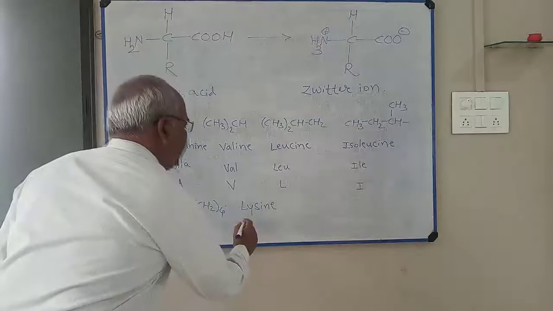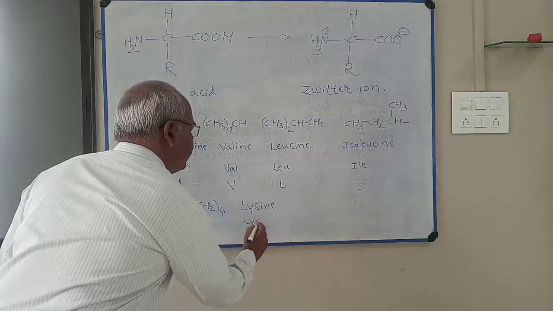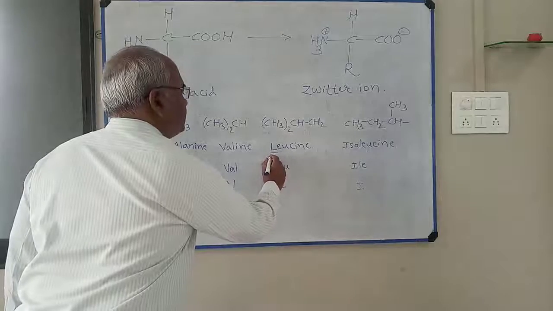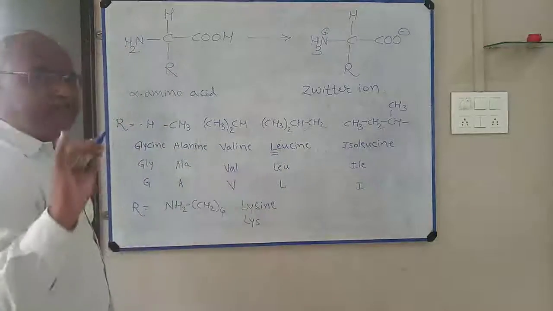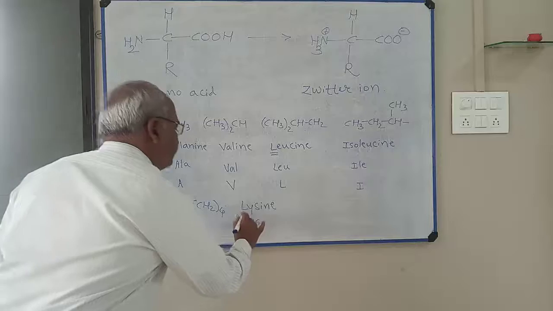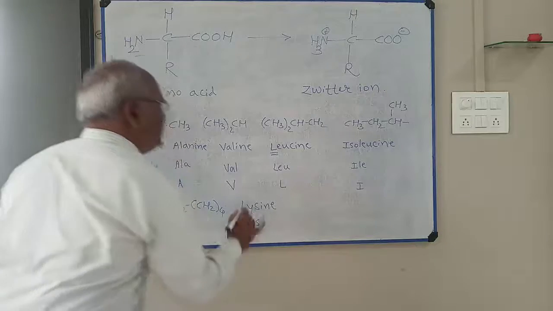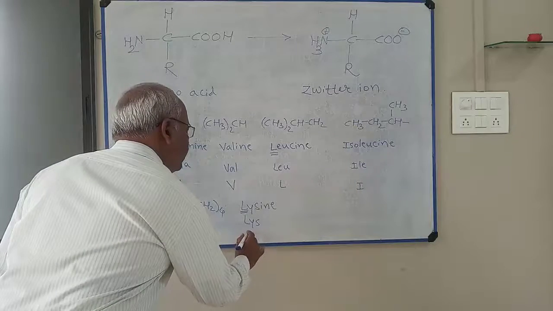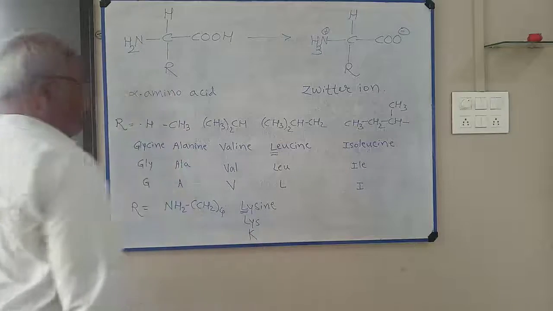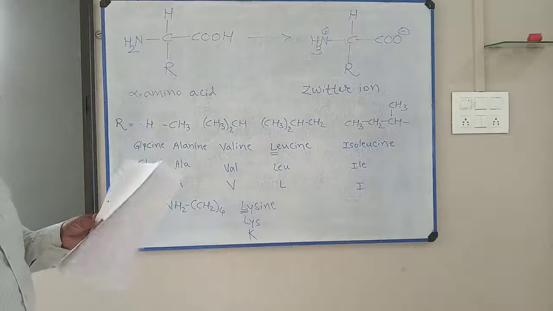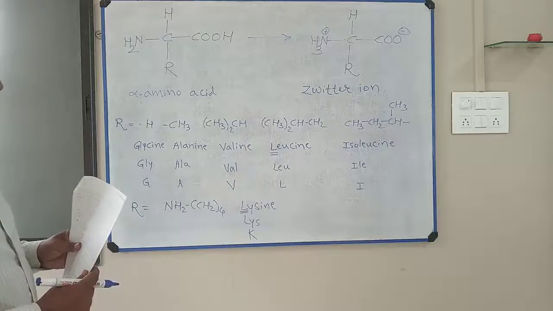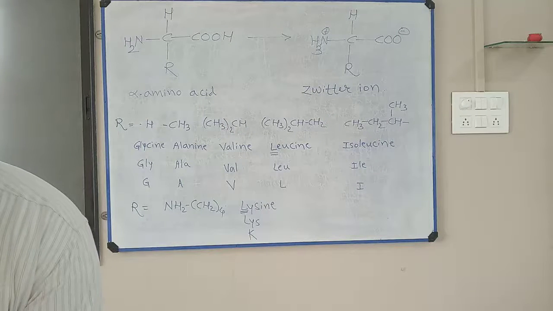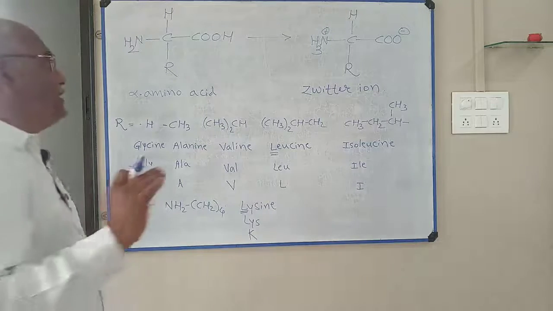It is denoted by letter LYS. Here in leucine, first letter is L. In lysine, first letter is L. Therefore, it is denoted by symbol K. K is used to denote lysine. So, in this way, some alpha amino acids can be represented.